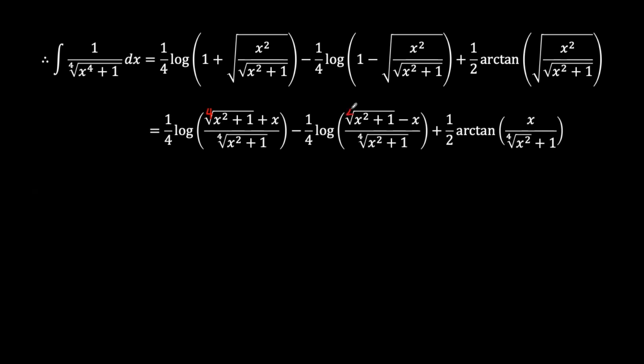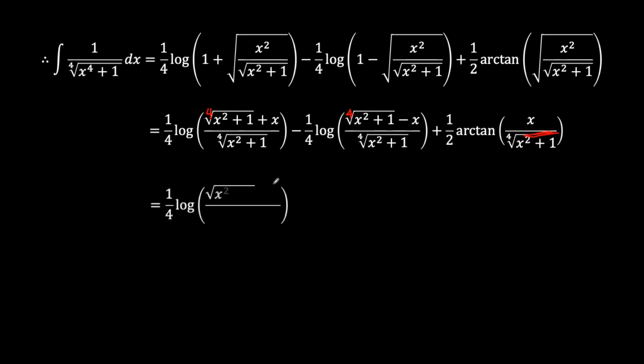This is also 4th root. We apologize for that mistake. And so we have a quarter natural logarithm of 4th root of x squared plus 1 plus x over 4th root of x squared plus 1, minus a quarter natural logarithm of 4th root of x squared plus 1 minus x over 4th root of x squared plus 1, plus arctangent of x over the 4th root of x squared plus 1. We apologize for that mistake.